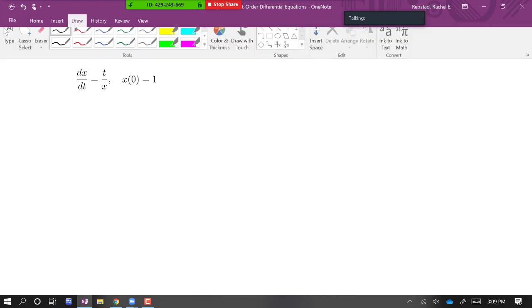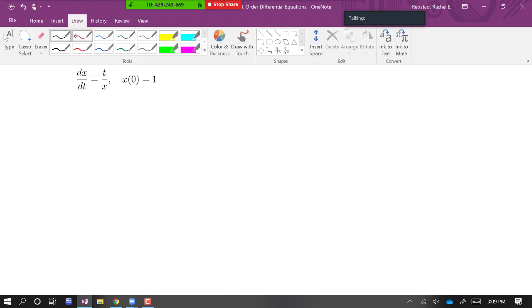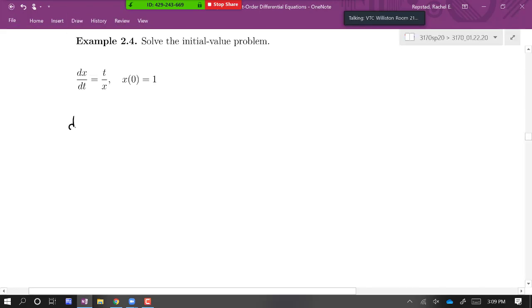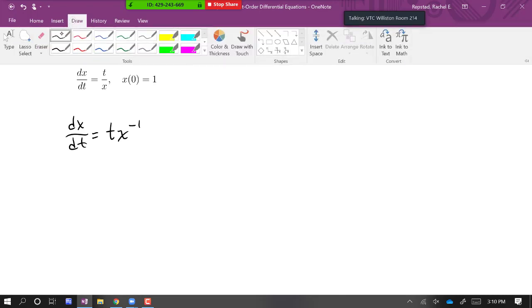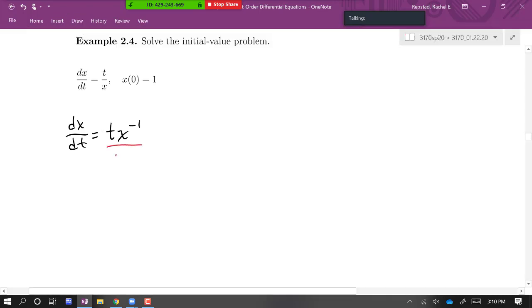Rewrite it as x to the negative 1. Divide it. Oh, like, dx equals... hold on one second. Did you turn your mic on when you said that? No. Can you turn it on and say it again? Rewrite x as x to the negative 1 and divide it to the other side. So like that? Yep. Okay. So divide both sides by x to the negative 1 and multiply by dt.